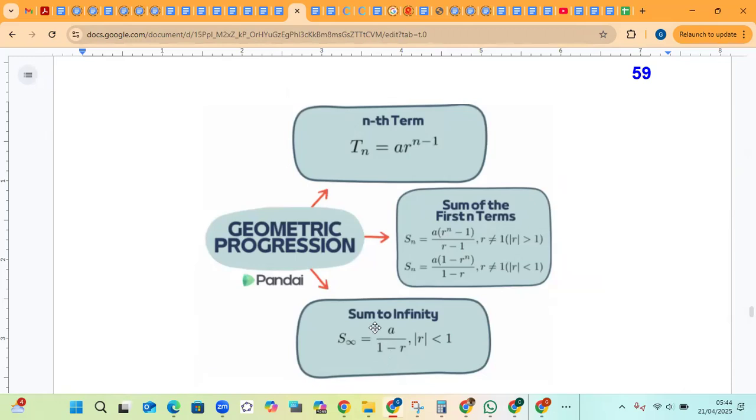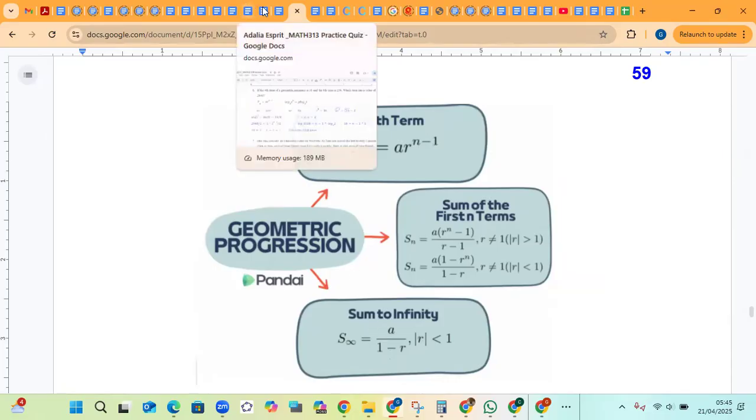And you have what you call the sum to infinity, and it can only be applied when the absolute value of r is less than 1, and it will be a over 1 minus r. So let's go back to the example to see how this question was done.